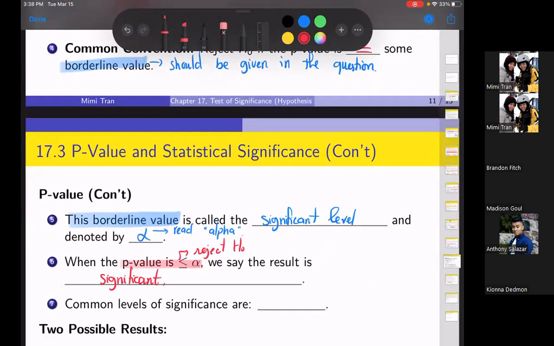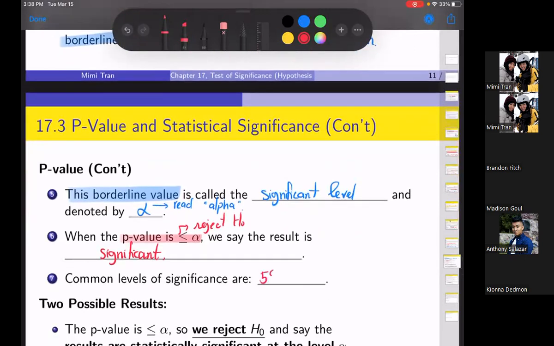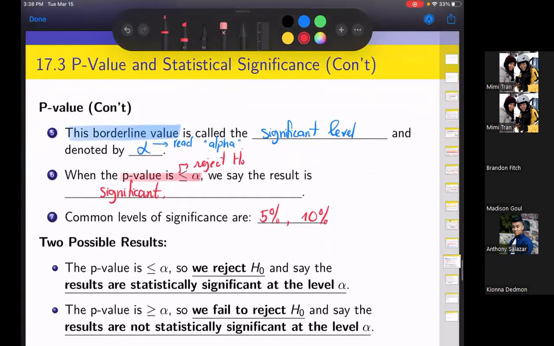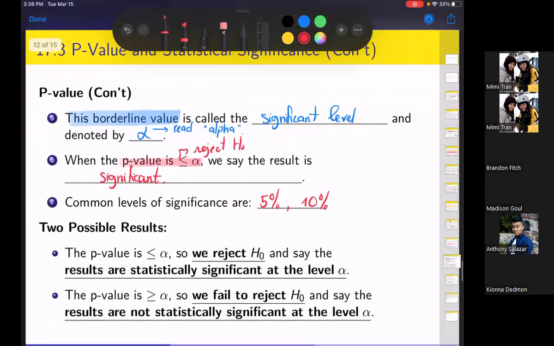The common significance levels are 5% and, for me, 10%. You're not going to see anything other than that. I think most statisticians use those too. I've never seen like 7% or 8%. Rare. Maybe in biology, people use that. All right, so if the p-value is less than or equal to alpha, we reject H naught. Remember, the smaller the p-value, the stronger your significance at level alpha.